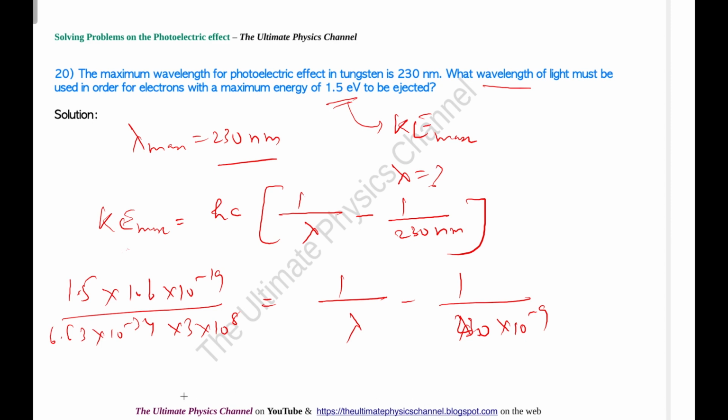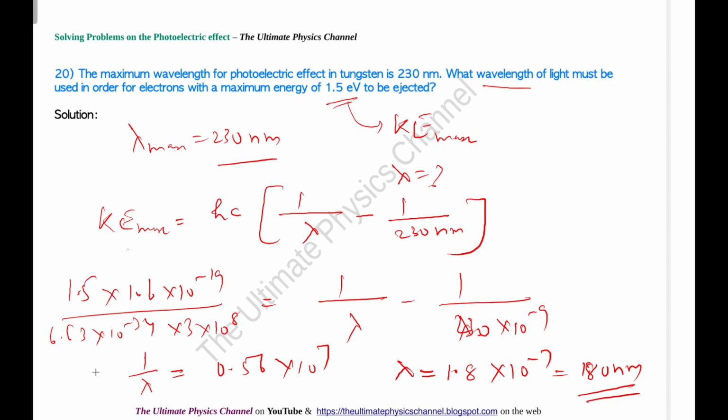So if you do the math, we simplify and then take this term also to the left side and retain 1 over lambda on one side, you would get 1 over lambda to be equal to 0.56 into 10 power 7, and therefore lambda would be equal to 1.8 into 10 power minus 7, or 180 nanometers. That's the answer for this question.